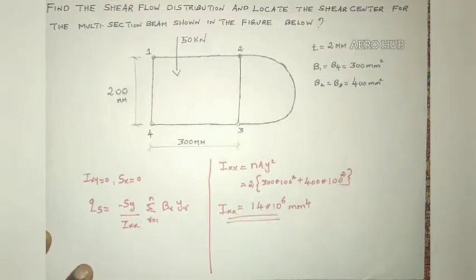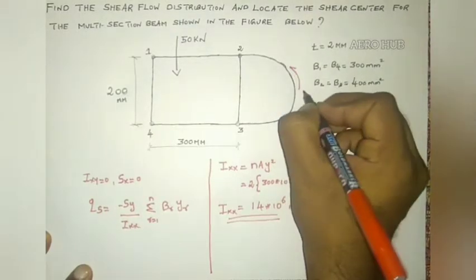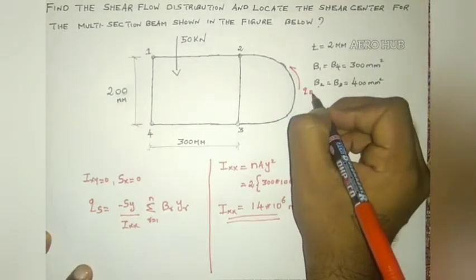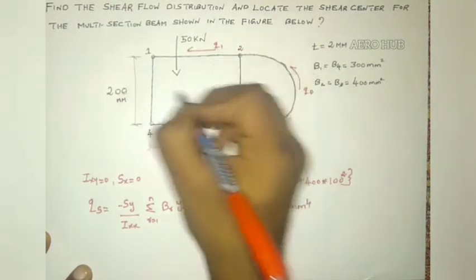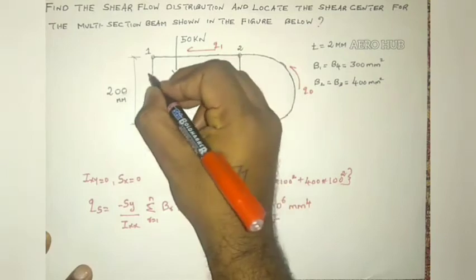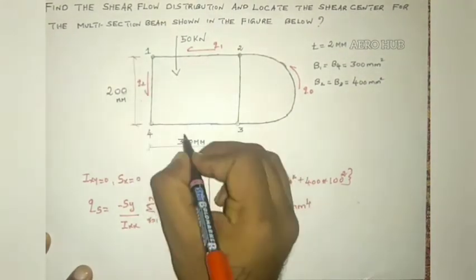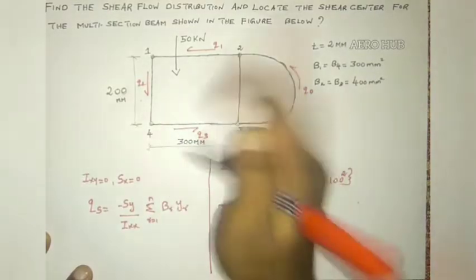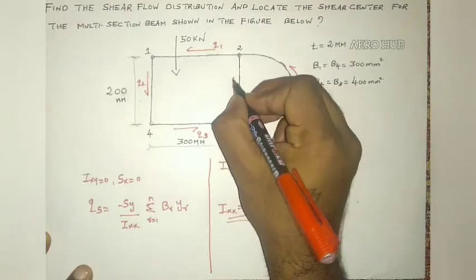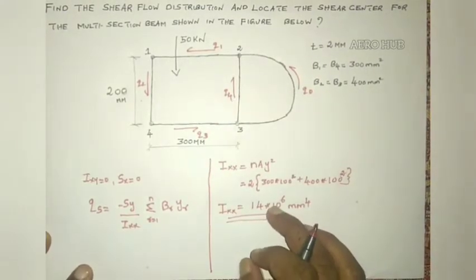Now, I will assume the shear flow in this curved web as Q naught in the anti-clockwise direction, for portion 1, 2 as Q1, portion 2, 3, 1, 4 as Q2, portion 4, 3 as Q3 and for portion 2, 3 as Q4. We assumed the direction of flow as anti-clockwise.